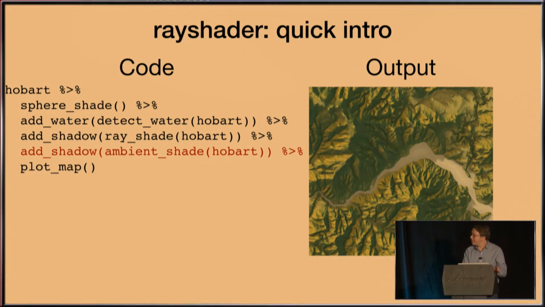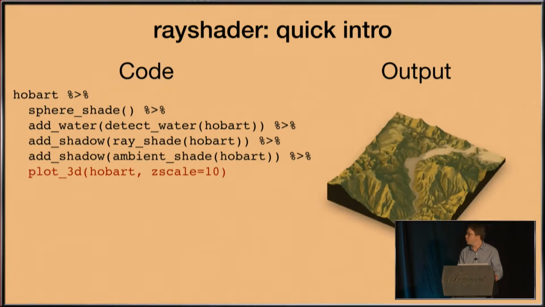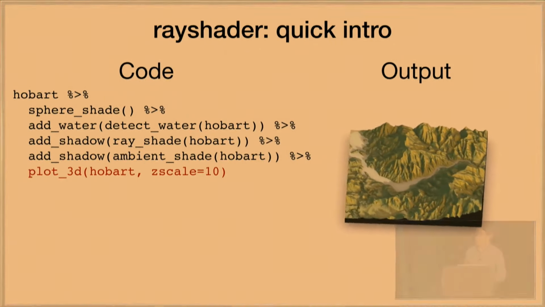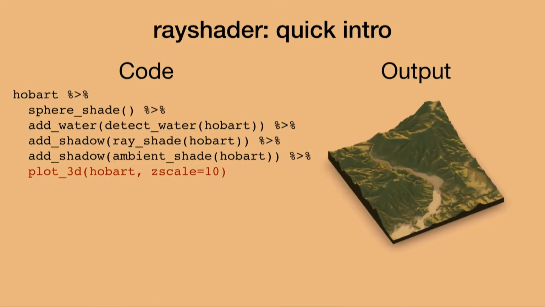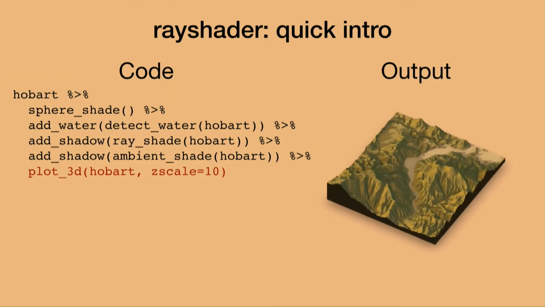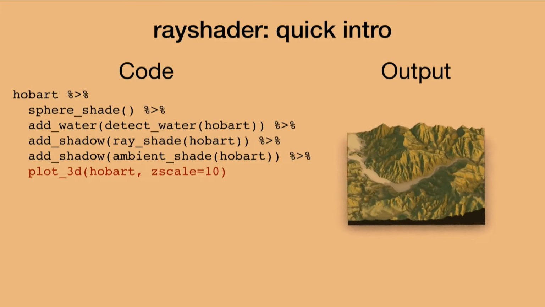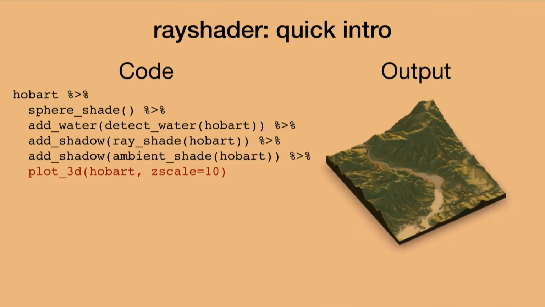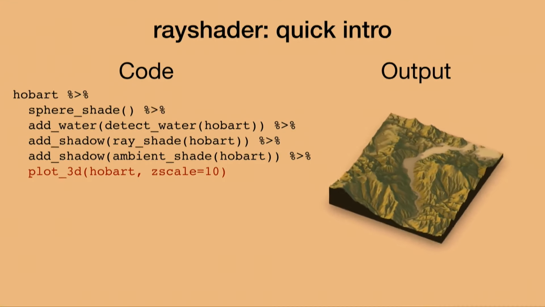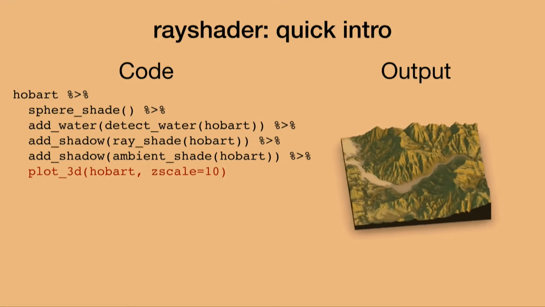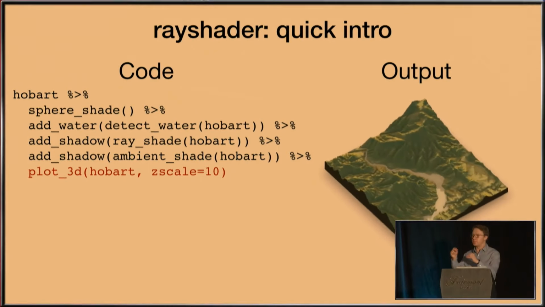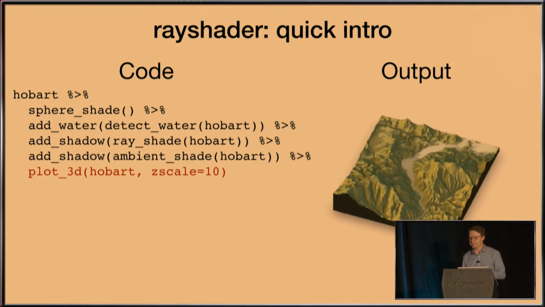So in rayshader, transitioning from 2D to 3D is as simple as swapping out the plot map function with the plot 3D function. Note how the only data used to generate all of this is the base R matrix, no special data structures. Once you're able to get your data into that form, you can focus solely on perfecting the aesthetics of your map.